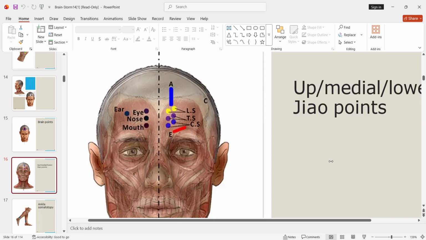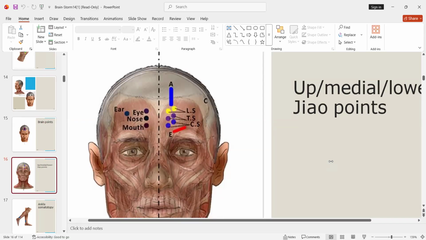Then what is the meaning of this? LS means lumbar spine, thoracic spine, and cervical spine. Those 6 points are beside the eyes, nose, and mouth point.